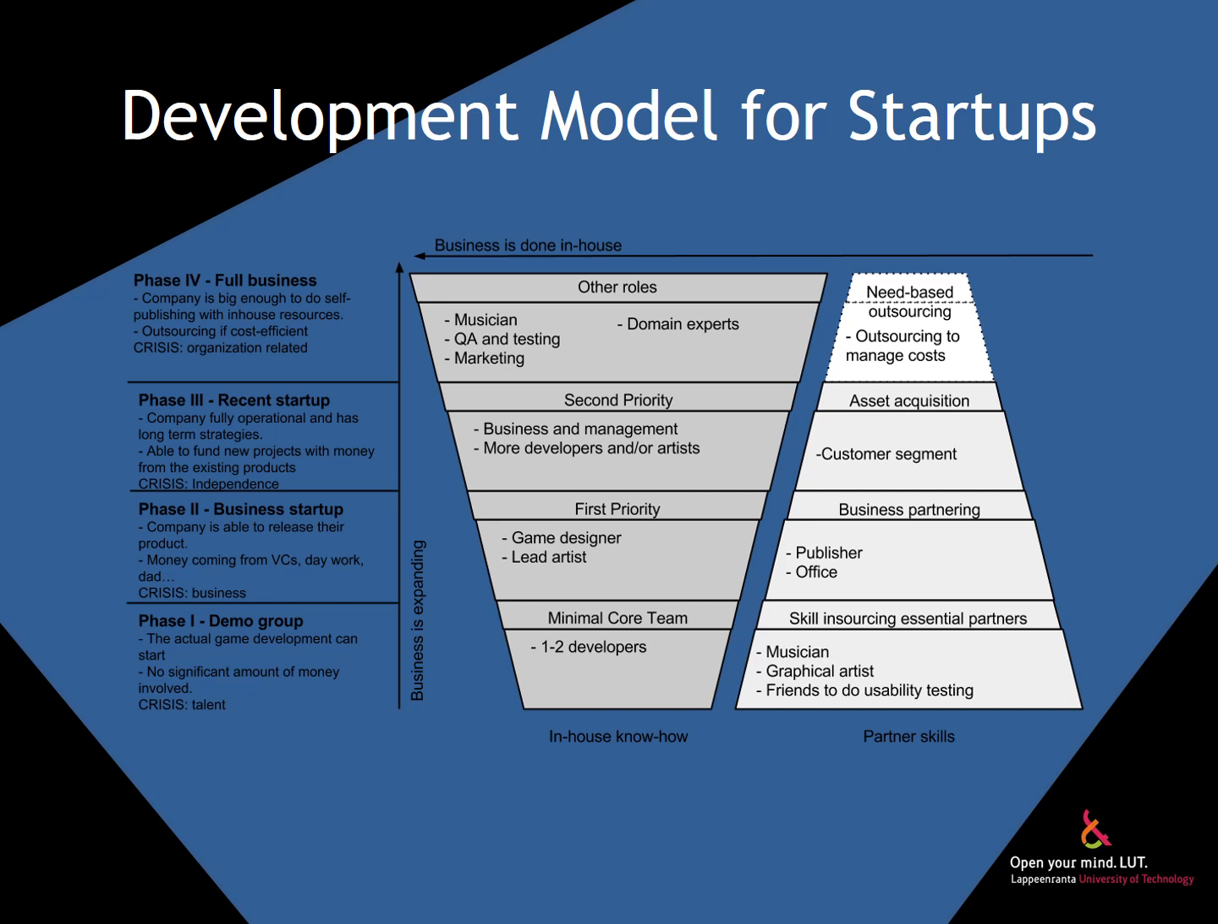Okay, so there's also one of the last slides, which is the development model for startups. So the steps the companies take to grow from startups. The minimal core team here is something that makes the first demo version. Then there's the business startup, which actually has some product out. The recent startup, which has a small portfolio of things, and the full business, which can already have a product line or franchise or IPR. What sort of things they need, what sort of things they outsource, what sort of things they are expecting from their business. I'm not going to go through this because we are running out of time, but this is a slide you might want to look up from the course Moodle website.